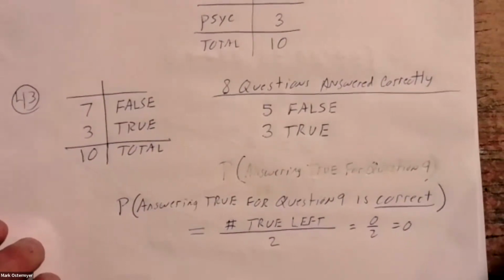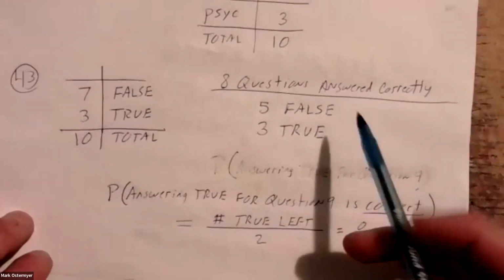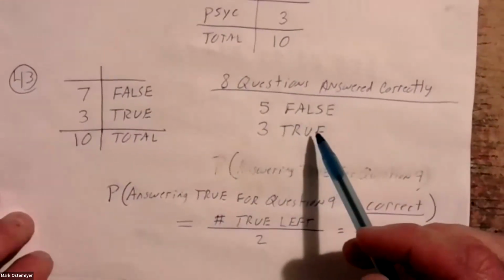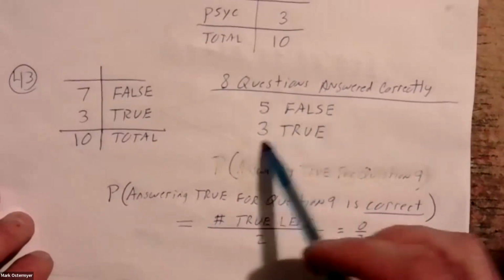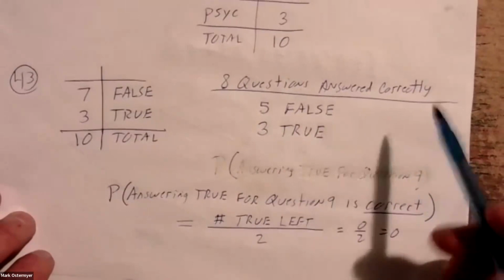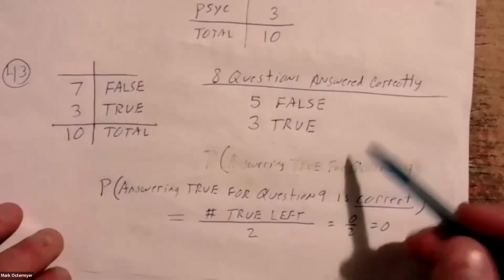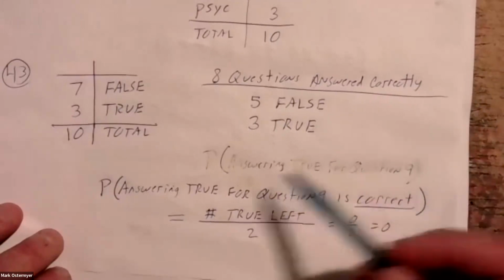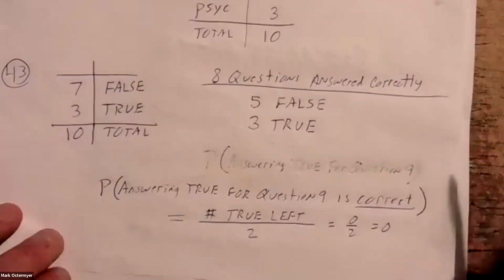Okay, so on this test, there were 7 false questions and 3 true for a total of 10 questions. The first 8 questions were answered correctly, in which case he answered 5 false and 3 true. They want to know on the ninth question, what would be the probability of guessing, if he does guess true on the ninth question, what would be the probability that it would be correct?